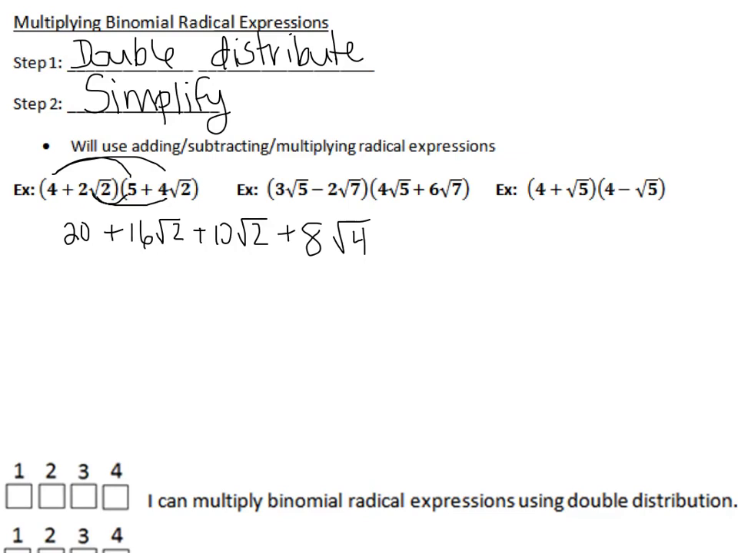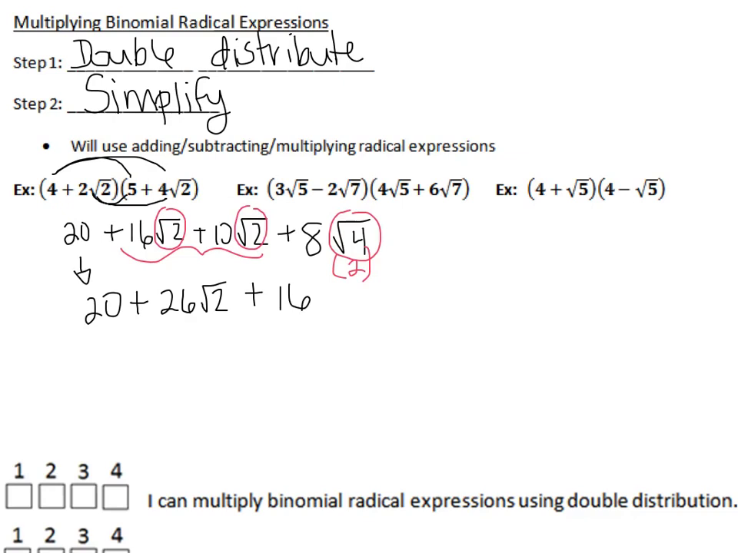So I see that I do have some like terms here in the middle. They both have the square root of 2. So I'm going to combine their coefficients. This 20 comes down, and I get 20 plus 26 radical 2. And then I also see that the square root of 4 here is really 2. So this is like 8 times 2, and I know that that is 16. So that gives me 2 more like terms, 20 and 16. And I get 36 plus 26 radical 2. I can't combine this anymore because this term has a square root of 2 and this one does not. So this is as far as it goes. This is my answer.